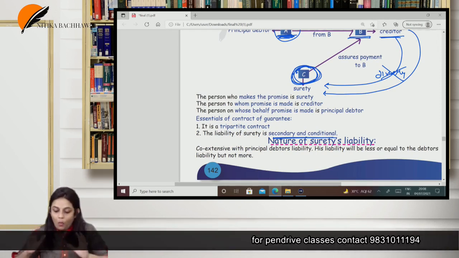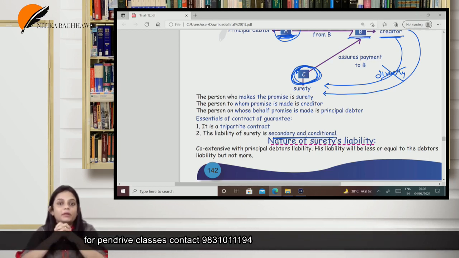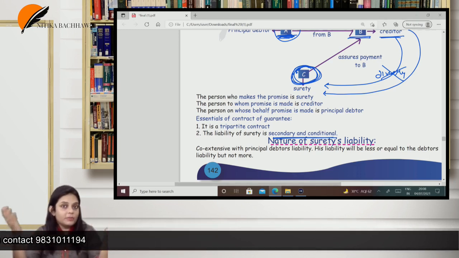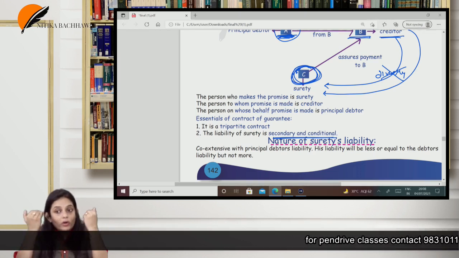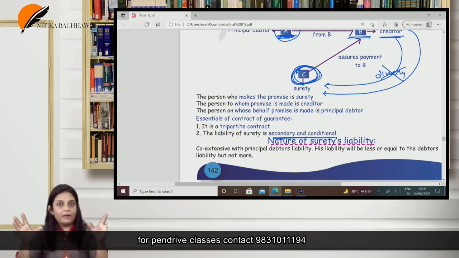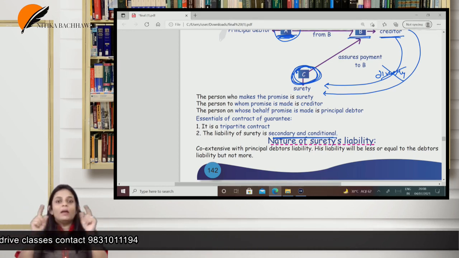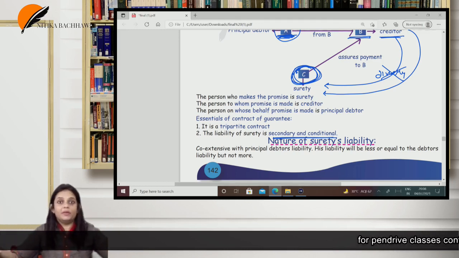Now, what will be the liability of the surety? Please understand, I am liable on behalf of the principal debtor. So I can only be liable for what the principal debtor is liable. I repeat again, what is the nature or what is the extent of liability of the surety? Please understand, I am liable on behalf of the principal debtor. So I can only be liable for what the principal debtor is liable.